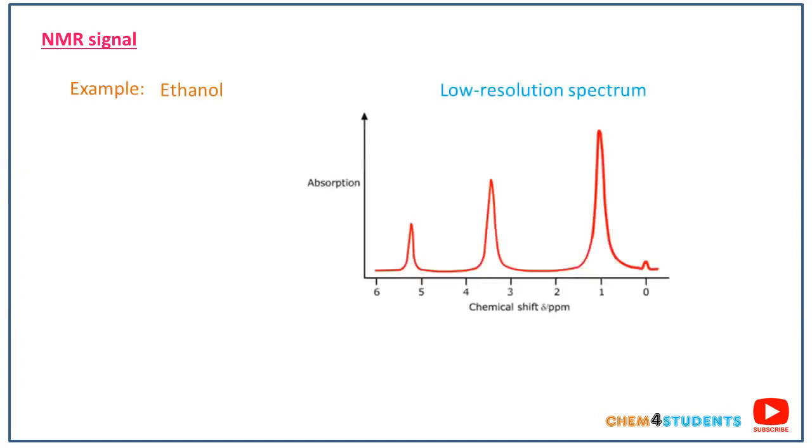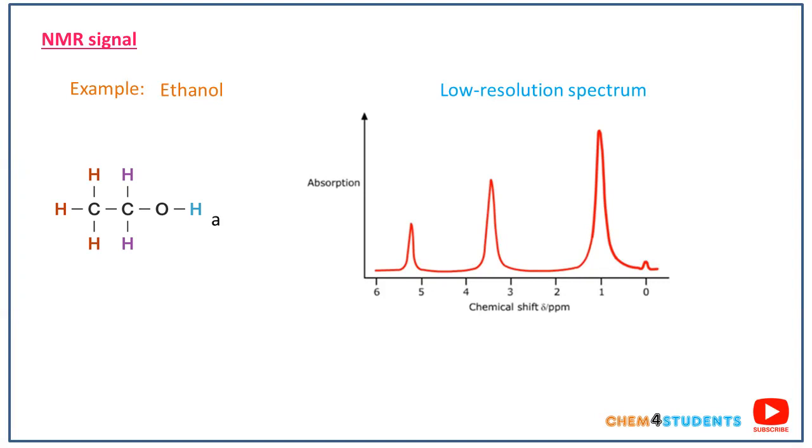Different compounds have different NMR signals. Let me explain with this example. Ethanol is the example here. When we place this ethanol in a low resolution NMR machine, we get three peaks. As we know, this is the structure of ethanol, which consists of three different types of protons.